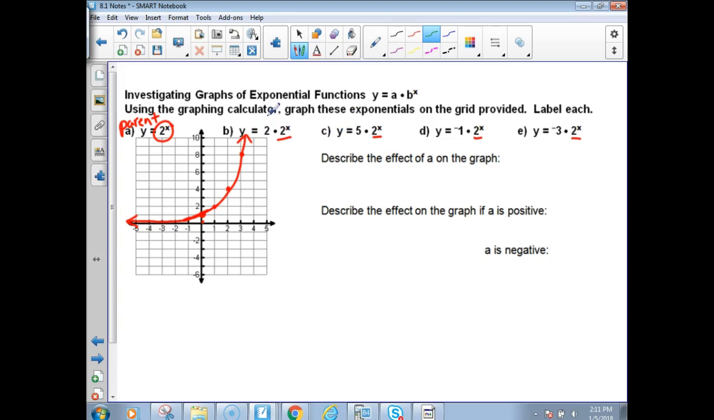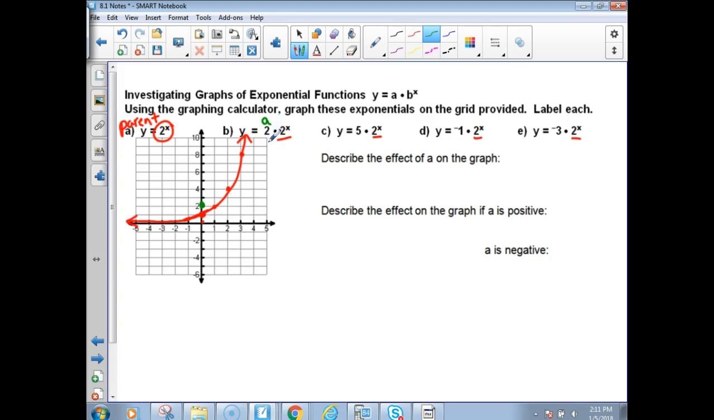The second one is multiplying, so what values would change by twice as much? See what I'm saying? 2 times what? What values are affected by that 2? Not the x's, but the y's, because you're multiplying the parent graph by 2. Those points are going to stretch vertically by 2 times. So if I put in 0, now I have an a value of 2. So it's not going to cross at 1. It's going to cross at 2.